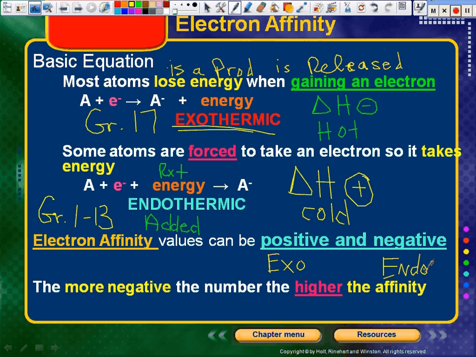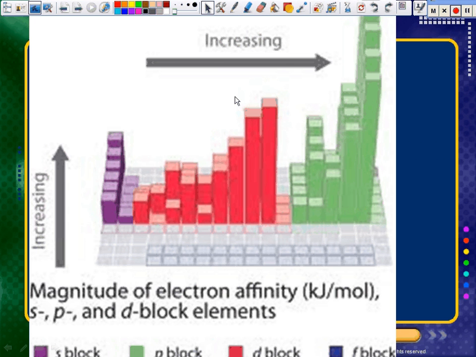Okay, the more negative the number, the higher the affinity. I think I just did that. Okay, all right, so according to this chart right here, where are the highest affinities? Not noble gases. Because the halogens, very good, group 17. Why are the noble gases not included in that? They don't want to react. They don't want any of the electrons, okay?